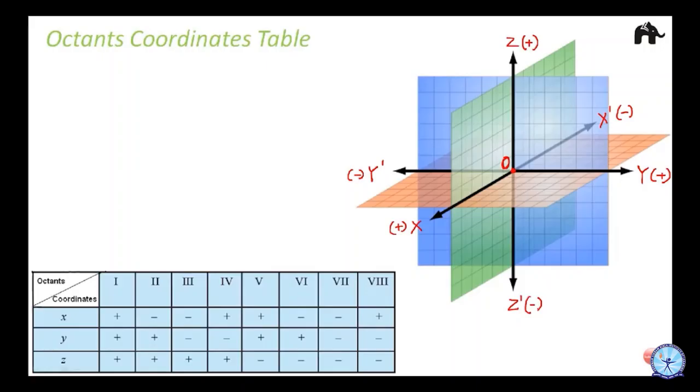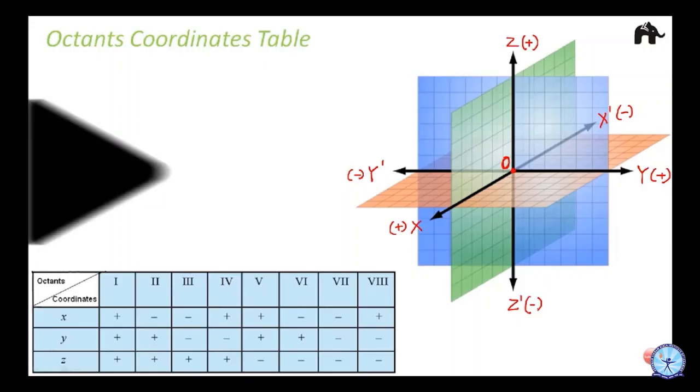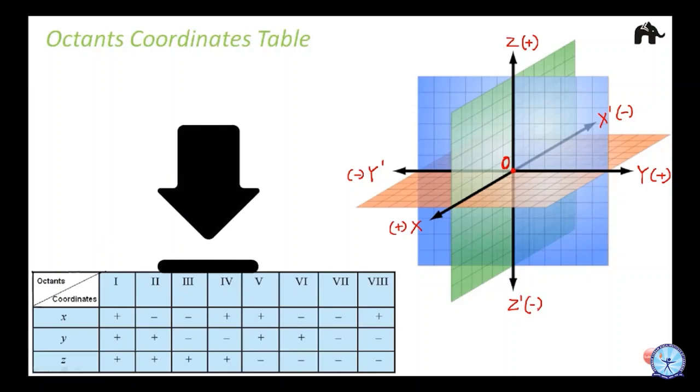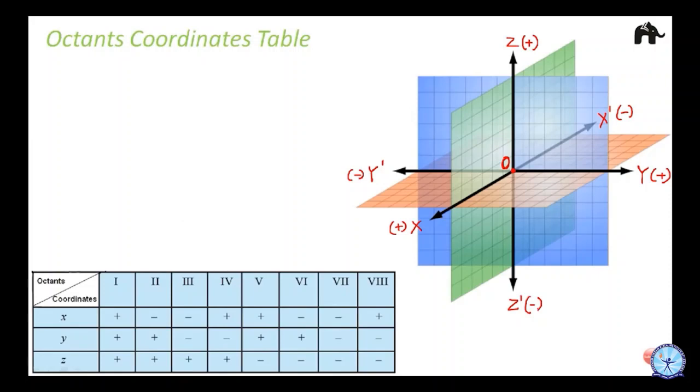This image represents the octant coordinates table. Here is the figure which shows all the 3 planes. The table depicted here describes the sign convention of the 1st, 2nd, 3rd, 4th, 5th, 6th, 7th and 8th octants.